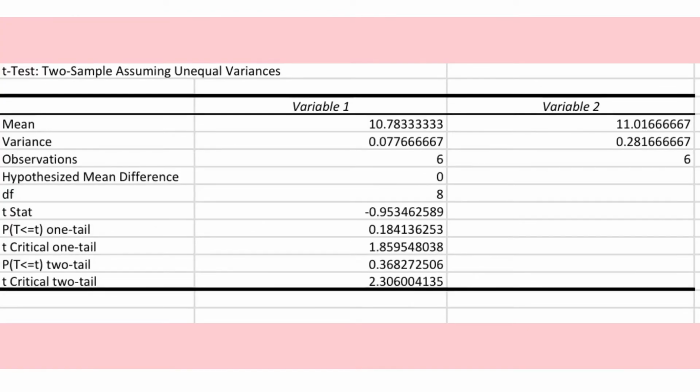Other than that, we also have two samples assuming unequal variances. For the first one, we have the mean for variable 1 which is 10.7833, and for variable 2 which is 11.0166. Other than that, we also have the one-tail test p-value is 0.1841. For two-tail, the p-value is 0.3682. So we are unable to reject the null hypothesis.